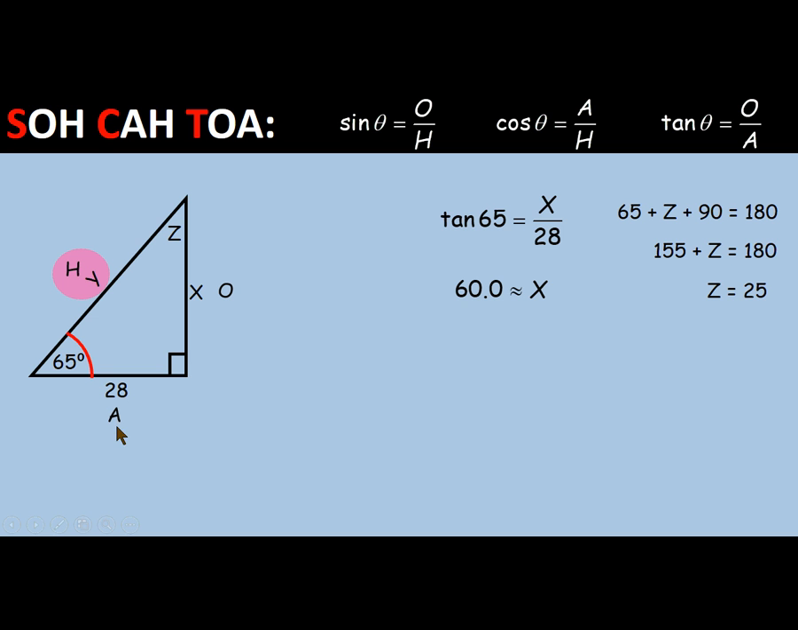So we want to use the adjacent and hypotenuse. That's cosine. So we can say the cosine of our angle, cosine of 65, is the adjacent, 28, over the hypotenuse, y. And here we end up with y in the bottom of a fraction. No problem. You should know how to solve that. We simply swap those. Y is equal to the 28 divided by the cosine of 65. And we're going to end up getting about 66.3.